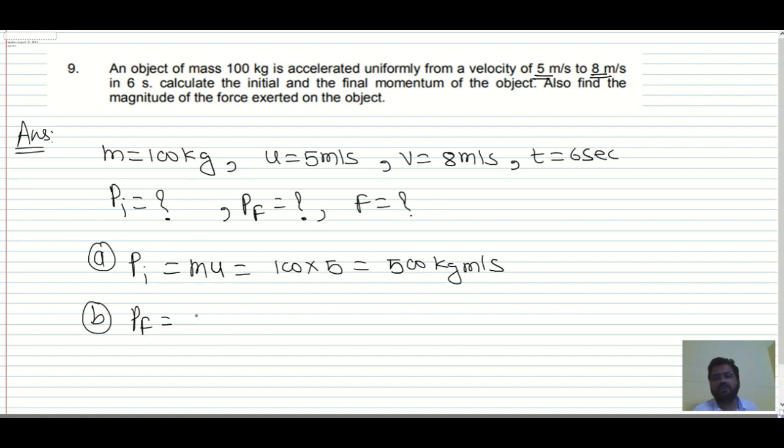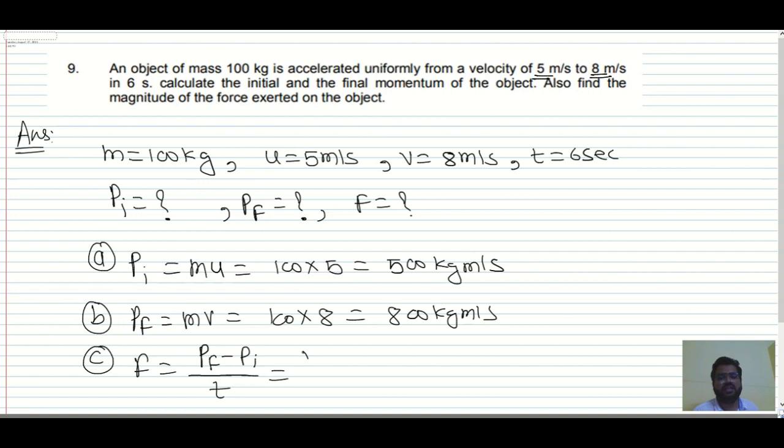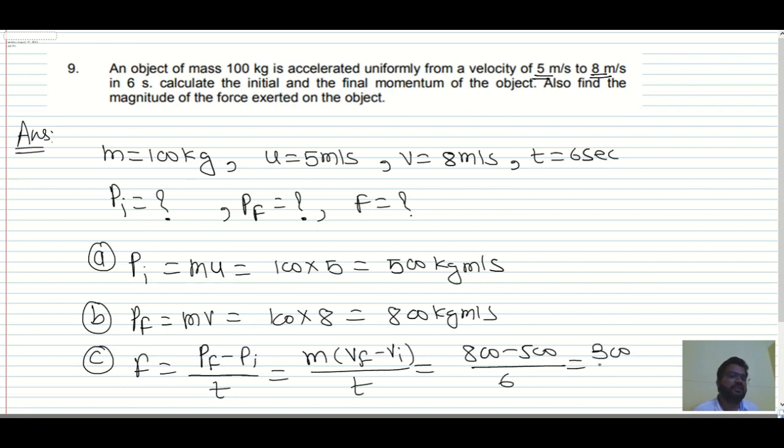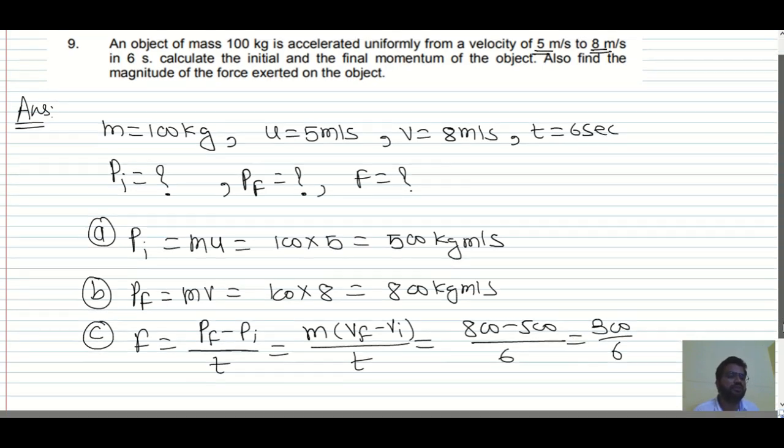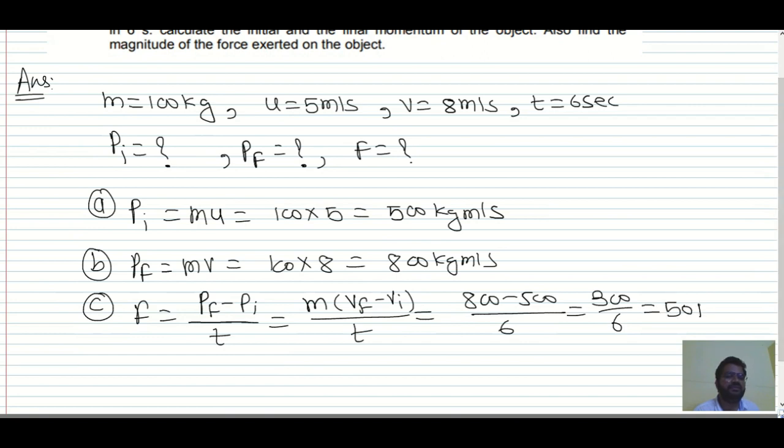We want final momentum, and that is mass times final velocity, which is equal to mass 100 into final velocity 8, so it will become 800 kg meter per second. We want the force which is exerted, it will become the final momentum minus the initial momentum divided by the time, or else you can write mass times V final minus V initial divided by the time, both your choice. So it is 800 minus 500 divided by time 6, so it will become 300 divided by 6. So you will get the answer as 50 Newton.